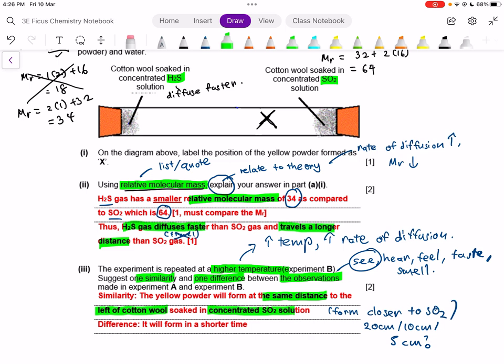For the difference, I think a couple of you can hit it, as in say it takes a shorter time or it's faster to form. If you say faster, I also accept it, because you can time it on this one. So it is important to mention that it will form in a shorter time or it will form faster.